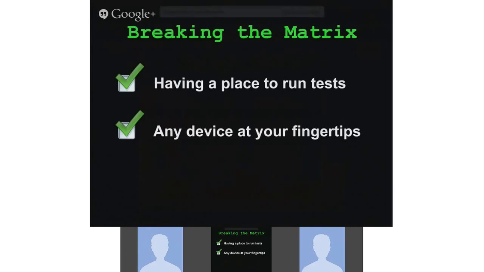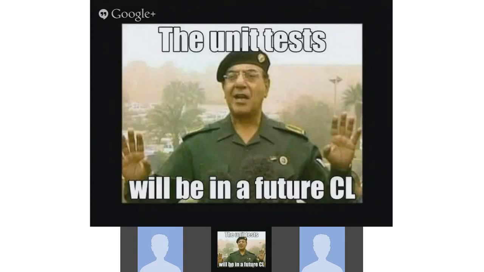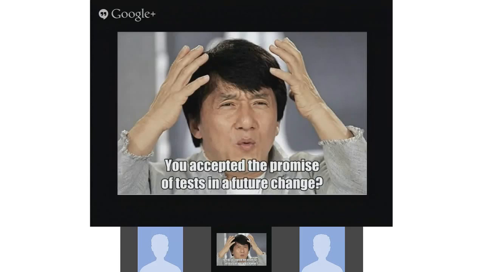So we solved several pieces of the puzzle. We have a place to run tests. We have any device we can bring up under your fingertips at any time that you need to do your development and testing. Cool. There's lots of work. We're done. We can go home, have a beer. It's only this. Don't be this guy. Listen to Jackie Chan. He's a wise guy.